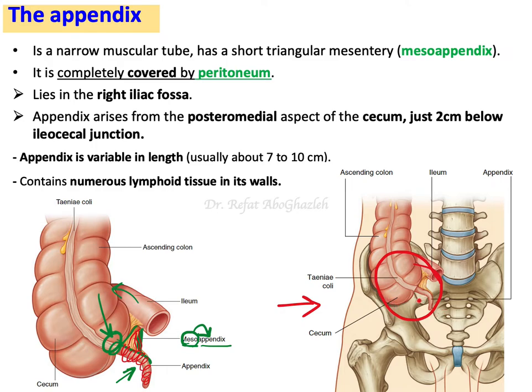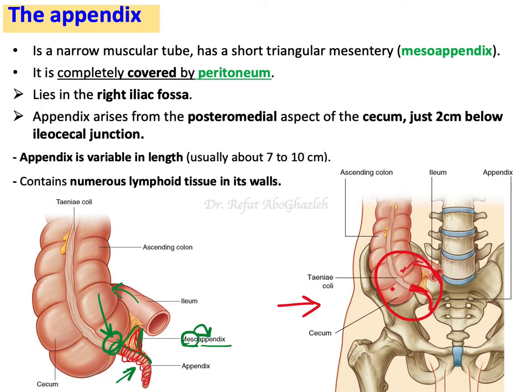So, as I mentioned, it arises from the posterior medial aspect of the cecum, just 2 centimeters below the ileocecal junction, and it's about 7 to 10 centimeters. It's variable from one person to another, and indeed histologically it contains numerous lymphoid tissue in its wall.